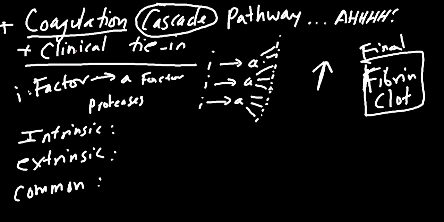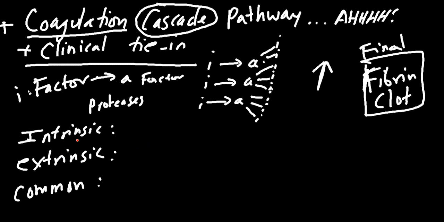And then we have a whole bunch of clinical tie-ins that I can throw in. We've got hemophilia type A and B, we've got vitamin deficiencies, we've got liver disease. Then I'll also talk about heparin. And possibly fibrinolytics depending on time.